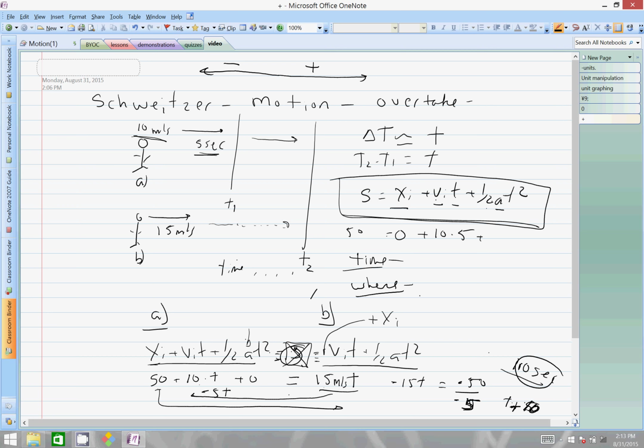All right, so quickly let's just pick B. Mr. B had a zero initial starting point, 15 meters per second for 10 seconds, no acceleration. 10 times 15 is 150 meters out. And that is the amount of distance that's traveled. And every problem is basically the same. Little wrinkle here and there maybe, but that's basically it.